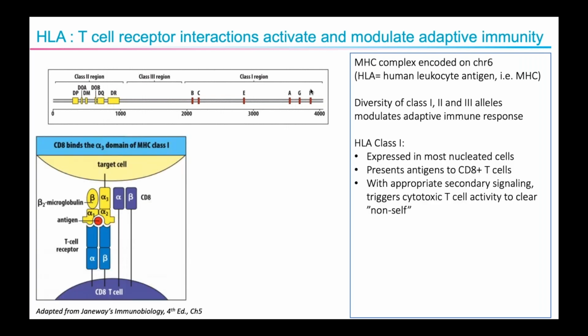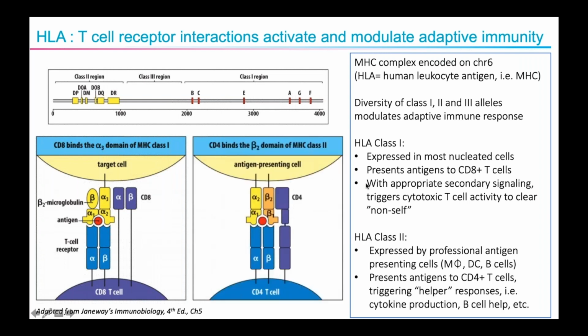Class 1 is expressed by most nucleated cells. Here you can see it represented coming off of this yellow target cell and represented by these yellow protein building blocks. It binds an antigenic protein here and presents it to a T-cell receptor in order to stimulate activity. It specifically interacts with CD8 positive T cells, and when presented with the appropriate secondary signaling, triggers cytotoxic T cell activity to clear anything that is thought by the body to be non-self.